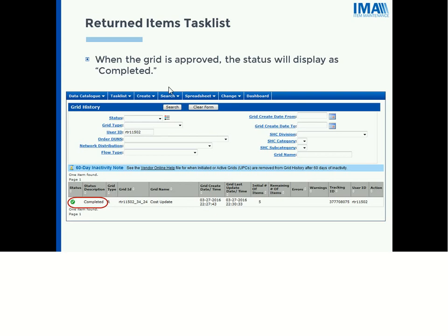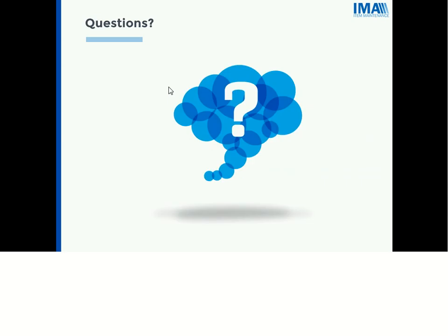And just like with the new item grid, when it's approved, the status is going to display as completed. If there are errors, it'll let you know, and you just have to go through and resolve the errors and then approve again. So any questions about the returned items task list?